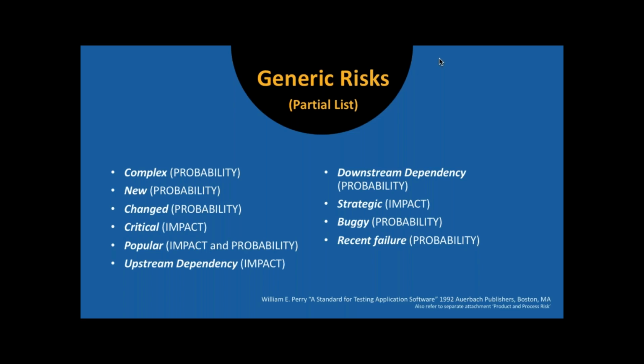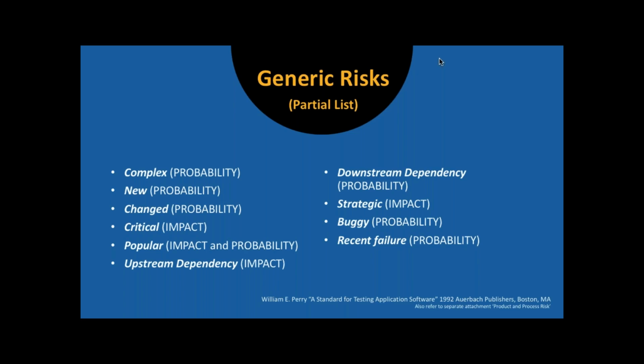So in coming up with what the different risks might be that you want to consider for your assets, this is just a partial list which exists in the book, A Standard for Testing Application Software by William Perry. For those of you that are not familiar with William Perry, he actually started QAI Worldwide, Quality Assurance Institute Worldwide, a great organization, fantastic organization. They're responsible for the Quest conference every year.